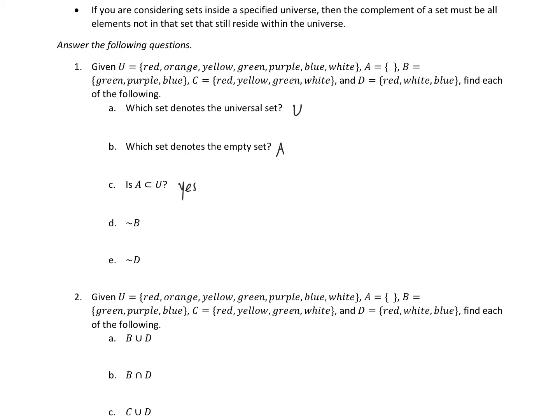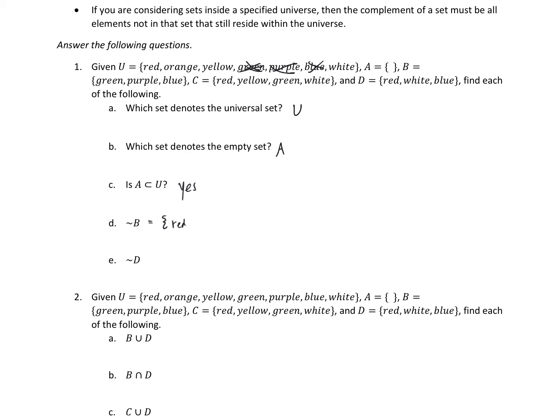D, the negation of B, or you can say the complement of B. We want to know what is not in set B that is in the universe. In set B we have green. I'm going to cross out green from the universe. We have purple, that's in set B. And set B has blue. So I just took the universal set and crossed out all of the ones that are in B. The ones that are left are the ones that are not in B. So that's what I'm going to put in the complement of B.